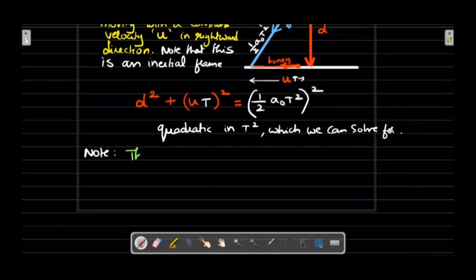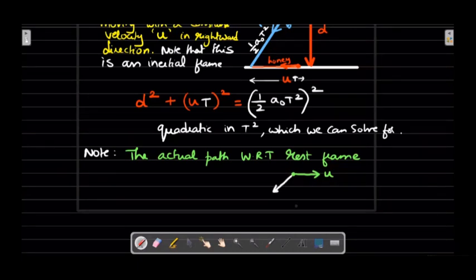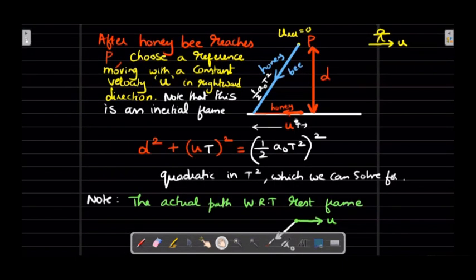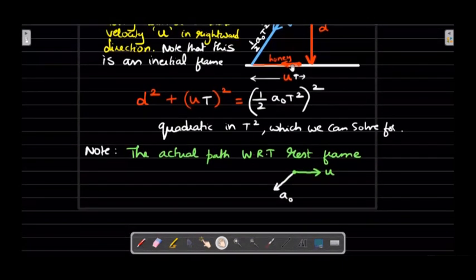So the actual path with respect to rest frame or ground frame would be due to the aspect that there was an initial velocity u like this, and there was an acceleration vector. Remember, ground frame and that moving frame measure same acceleration because both are inertial frames. So this acceleration should be true in both the frames. Whatever a naught I had, the same a naught I should have here.